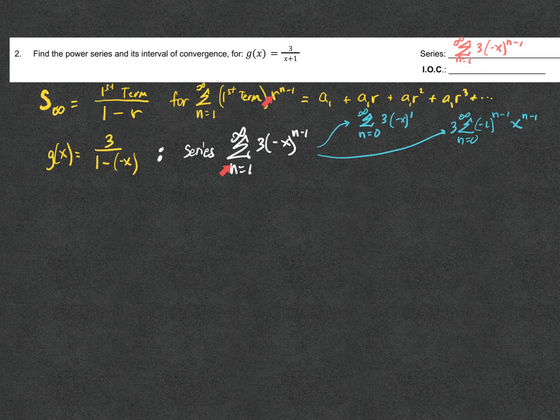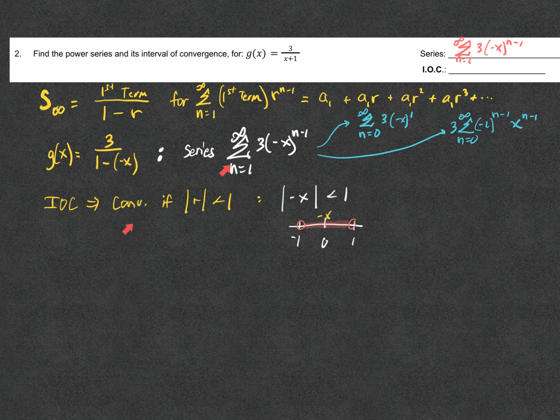We know that if it's a geometric series, it only converges when the absolute value of r is less than 1. So our series converges when the absolute value of the r value is less than 1. So this expression's distance from 0 is less than 1. We'll multiply all three parts by a negative 1. We have x is greater than negative 1, but less than 1.